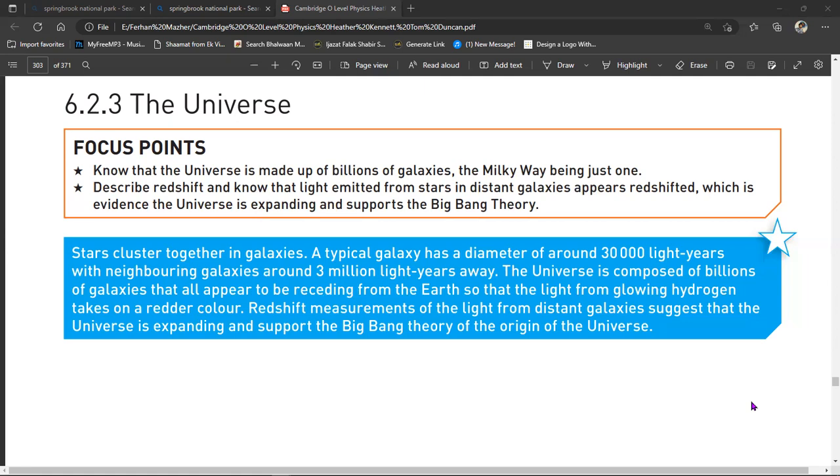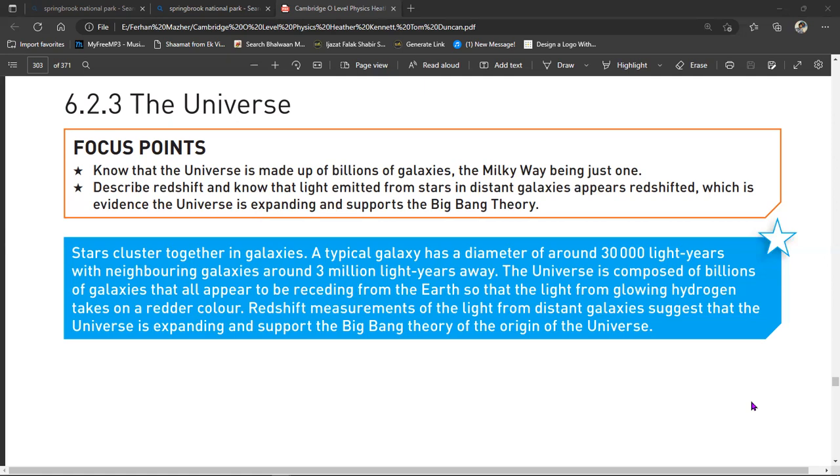The focus points of this video will be: know that the universe is made up of billions of galaxies, the Milky Way being just one. Describe redshift and know that light emitted from stars in distant galaxies appears redshifted, which is evidence the universe is expanding and supports the Big Bang theory.